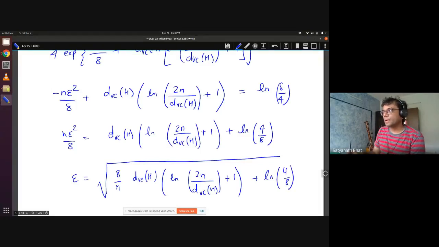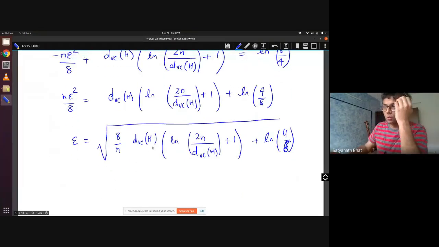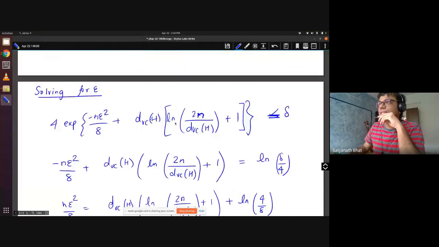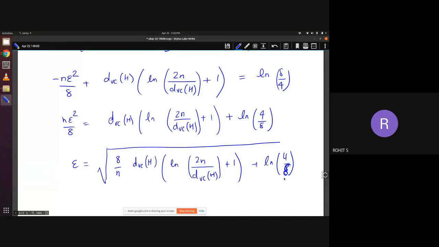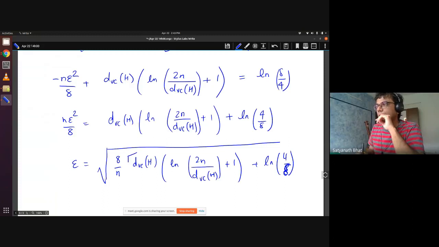Okay, 4 by delta. Now, this is our epsilon. What are we saying? What is it that we have got from here? We have got some epsilon here. Yes, there is some mistake here. So 8 by n is multiplied with both the terms, so inside the square root, 8 by n is in both terms. Whatever it is, some number.